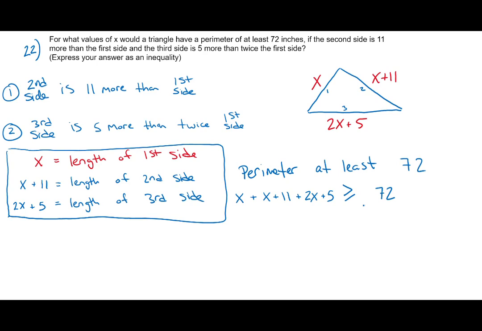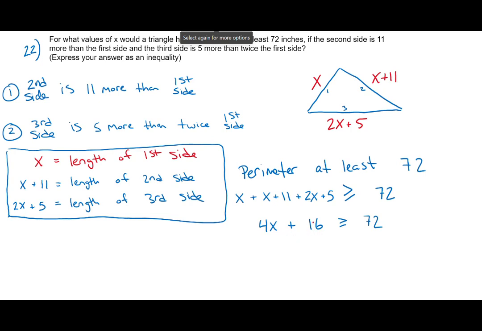Now it's no longer a word problem. We've taken the words and we've translated it to this statement down here using the language of mathematics. And now we could solve for x. So if we look at the left-hand side, we've got x, x, and 2x. It looks like a total of 4 x's. So 4x plus, we've got an 11 and a 5, so that's plus 16, is greater than or equal to 72. We want to get x by itself. We want to isolate the x.